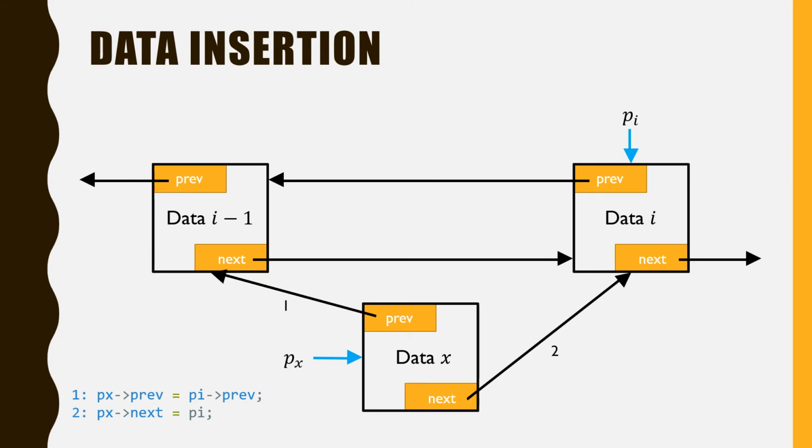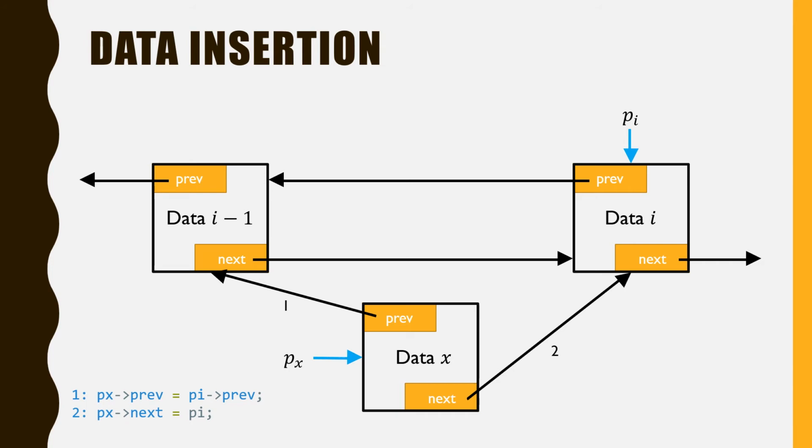Now, let's say that we are inserting data element x between data element i-1 and i. We will first request a memory space to hold data x. In other words, we will create a node for data x. Once the node is created, its address is also known to us. Let's call it px and color the corresponding arrow blue. To insert data x, we need to modify 4 links.